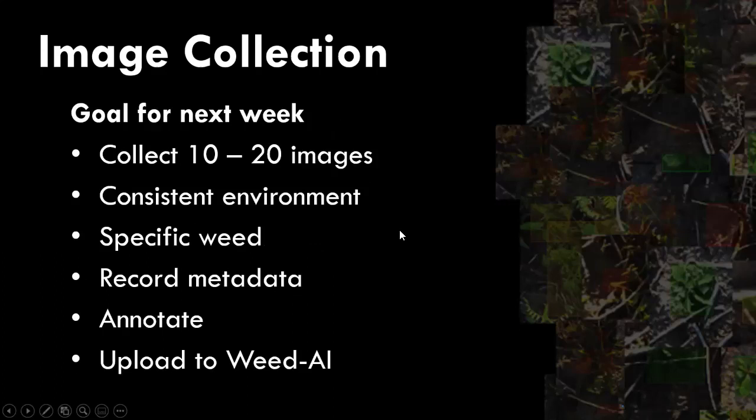As I mentioned, over the next week, see if you can collect, say, 10 or 20 images of a weed in a certain scenario. Some of you might have access to crops. Some of you might just have weeds in your lawn or maybe the local park. Have that consistent environment, have a specific weed in mind that is a problem, and record that metadata, annotate them, as I'll explain shortly, and then we can start uploading to Weed AI. Next week is when I'll take you through that process in detail.